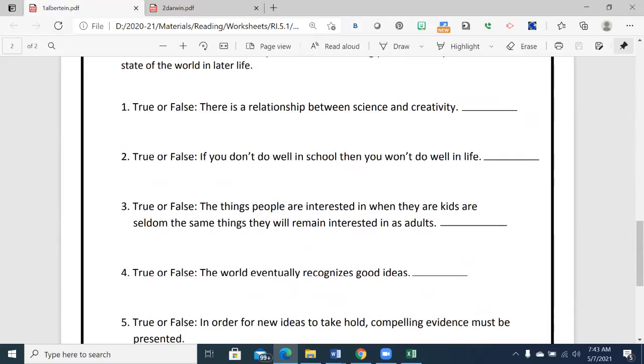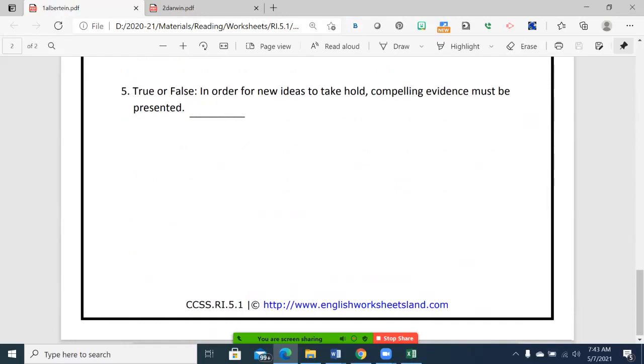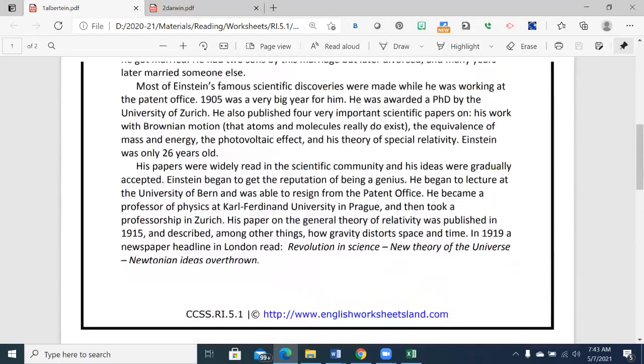If you don't do well in school, you won't do well in life. The things people are interested in when they are kids are seldom the same things they will remain interested in as adults. The world eventually recognizes good ideas, or in order for new ideas to take hold, compelling evidence must be presented. So we're going to want to read it and see what the text says about it.